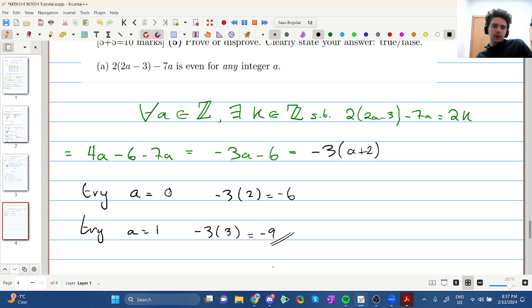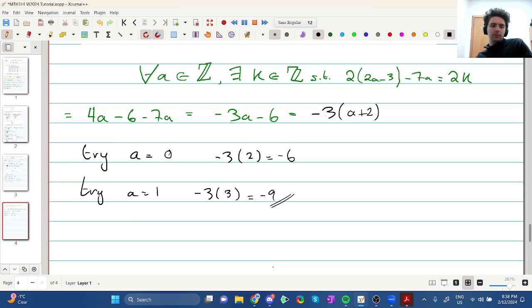There's a few ways you can communicate this. You can prove the negation. You can take the negation of this: there exists an a in Z such that this is an odd number. So essentially we can say here, this is odd, and this is a in Z.